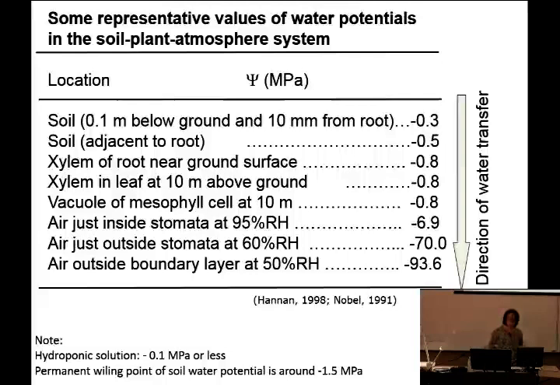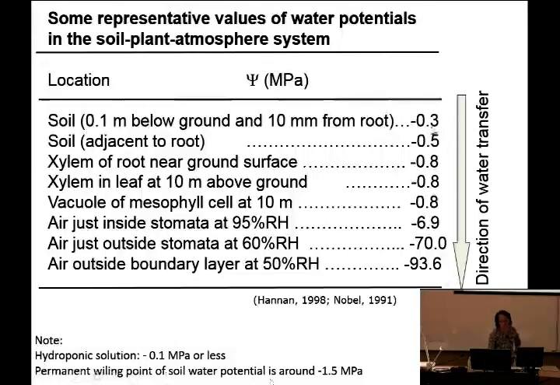And that pulling force is the driving force of transpiration and water uptake in a tall tree. Otherwise, you really cannot pump the water through the plant system to that high level. Because of the big driving force between the leaf and air, plants can take up water over a long distance. All right, and here's a note, hydroponic solution. It's about minus 0.1 megapascal, most of the solution, or less, okay? Negative 0.1 megapascal or less. So even less negative than well-watered soil.